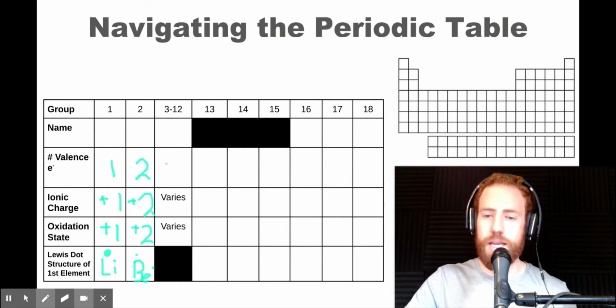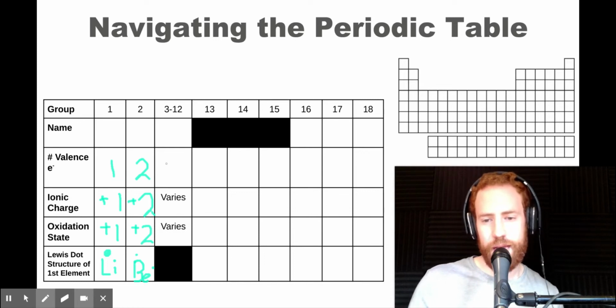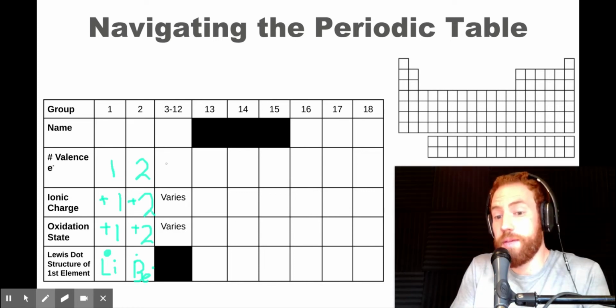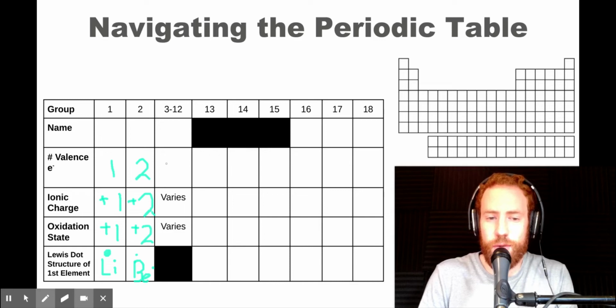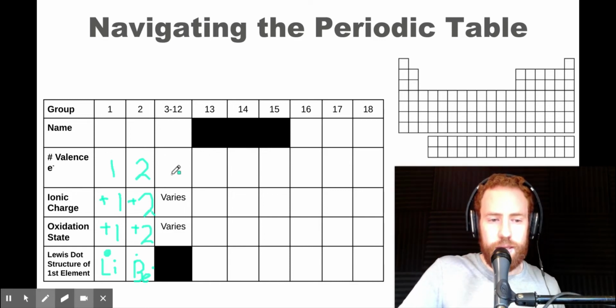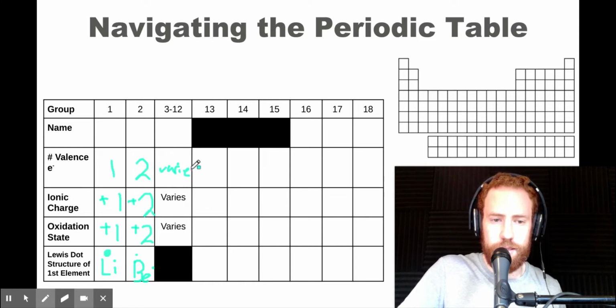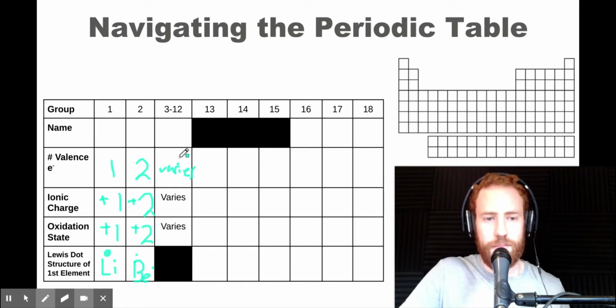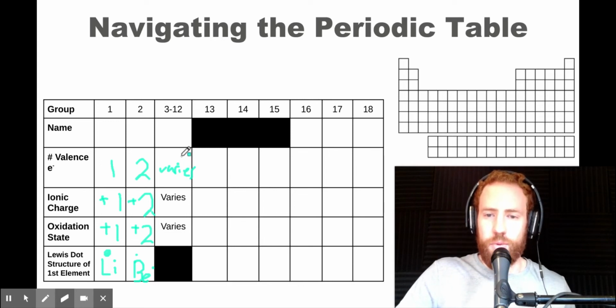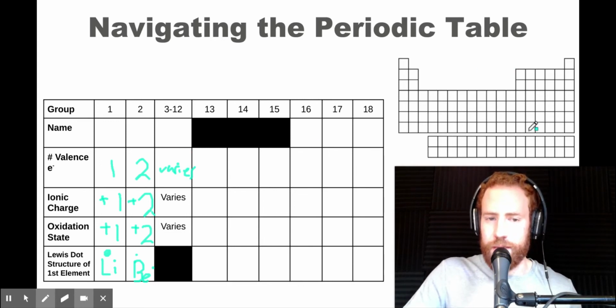And in fact, a lot of those elements can have different amounts of valence electrons at different times. Iron, for example, could have 2 valence electrons, or it could have 3 valence electrons, just depending on the situation. So I'm actually not even going to write anything in here and just say that this also varies. Can I write it? Varies. Sure. And we'll move on.